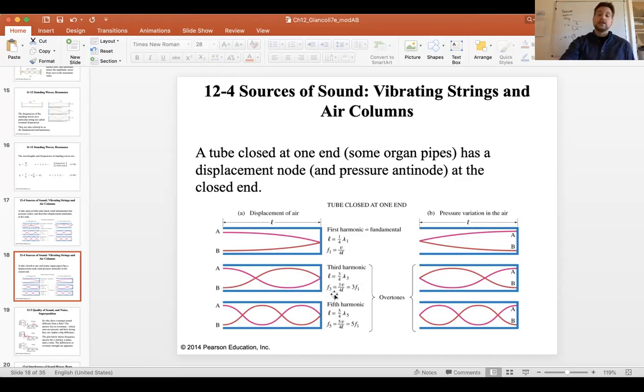So we skip the numbers. There isn't an F2, only F3. There is no way for the frequency that is double the fundamental to exist. It can't fit in the tube. The next frequency that we see is F3, 3 times the fundamental. And then the next one is 5 times the fundamental. So in this case, only odd multiples of the fundamental frequency are possible.